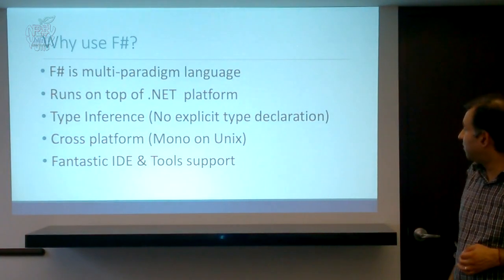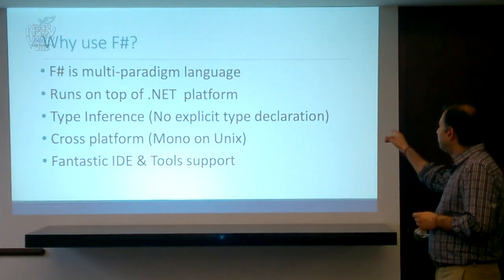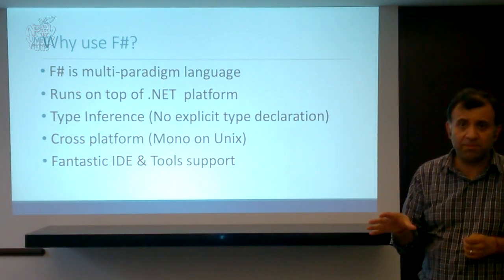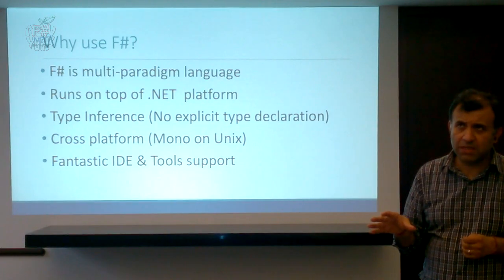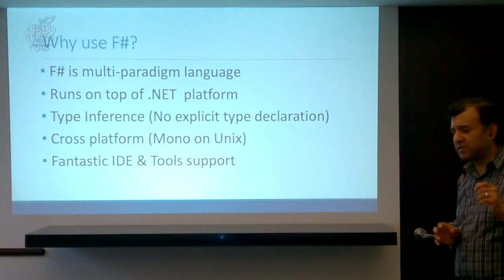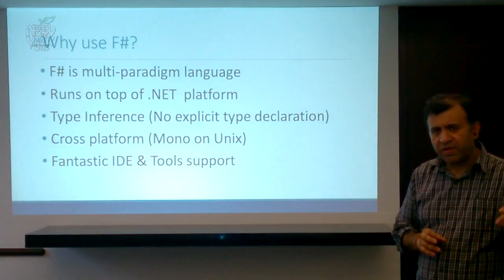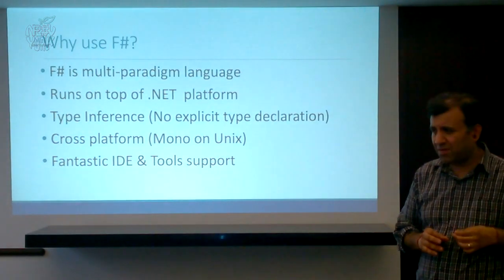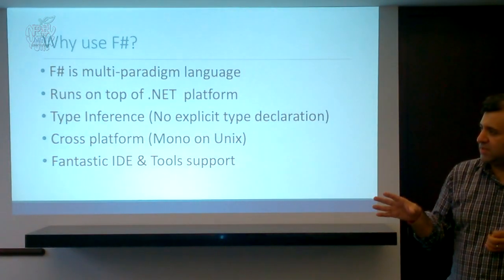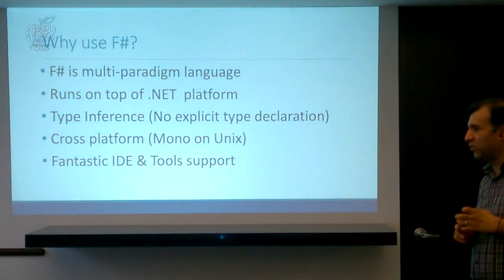It runs on top of the .NET platform. It has built-in type inference. F sharp is actually part of what is called the ML family of languages, which was developed in the 1970s. The primary motivation for developing ML was symbolic computation in automated theorem proving. I think it was developed at the University of Edinburgh in Scotland somewhere in the 70s, and it stands for meta language.